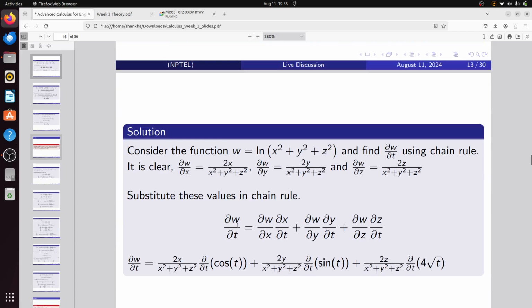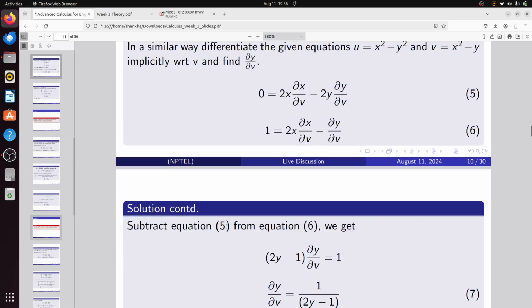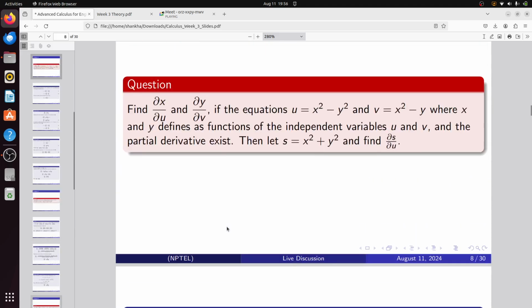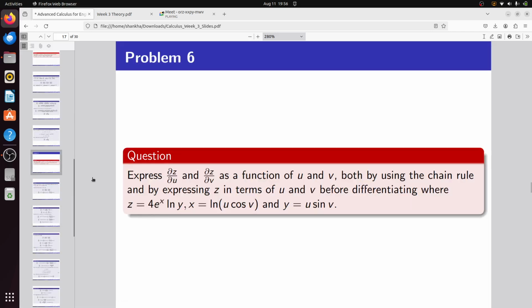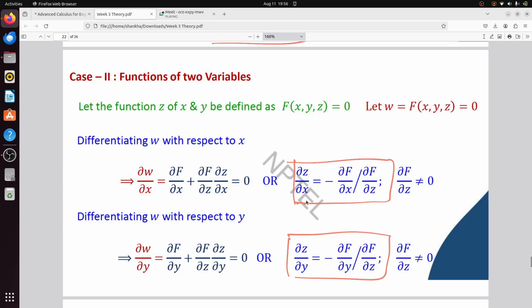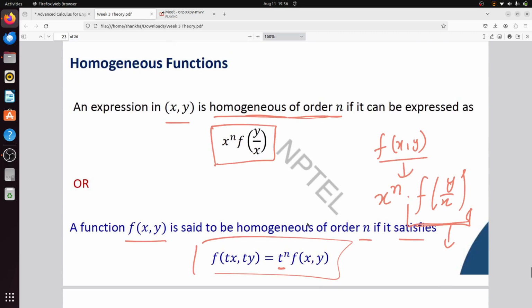In these implicit problems we have used the chain rule as well as the definition also. Now this is the last part of today's class.